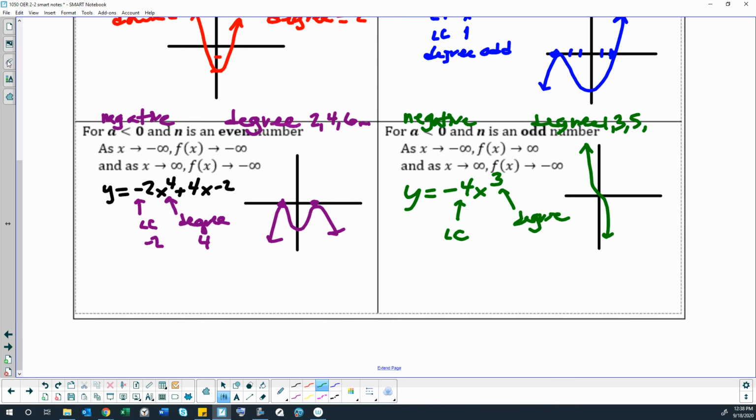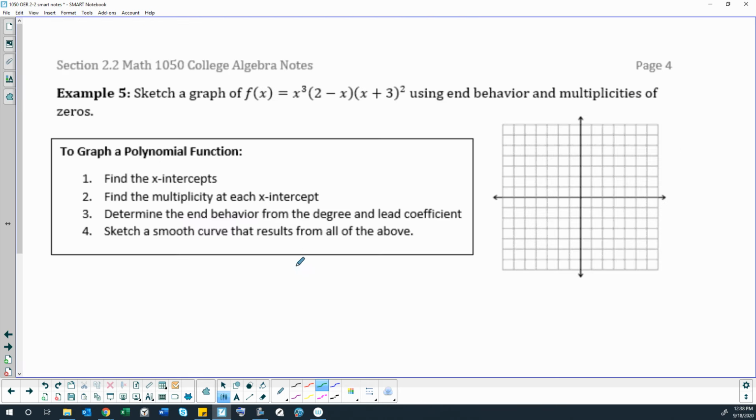Let's look at example 5. Sketch a graph of f of x equals x cubed times 2 minus x times x plus 3 squared using end behavior and multiplicities. So let's start by finding the x-intercepts. So for x cubed, we have 0. And for 2 minus x, that one's a little weird. Set it equal to 0 like you normally would. Solve it for x. So 2 equals x, even though it's a little backwards there.